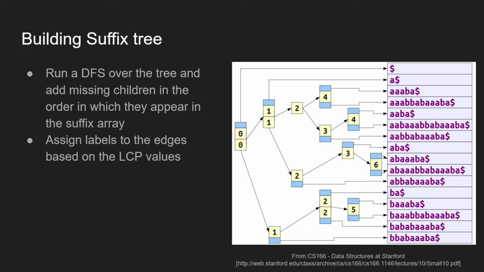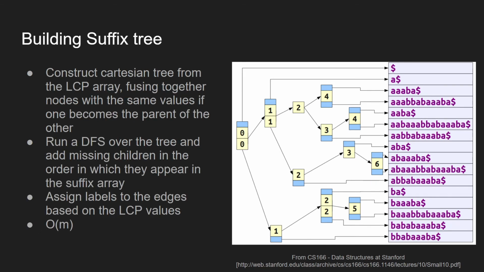So now we need to run a depth-first search over the tree and connect the missing children to the tree in the same order that they appear in the sorted suffix array. Assign labels based on the values in the LCP, and we have built a suffix tree. It took us big O of m time, again, given that we already have the suffix array and the LCP array built, which themselves have really clever algorithms to build efficiently.